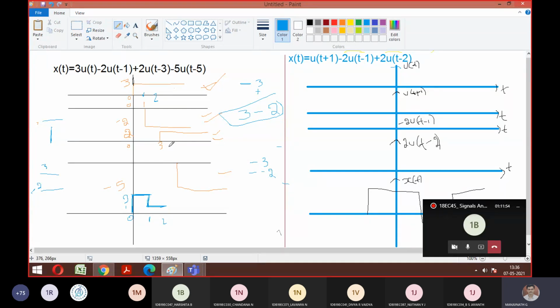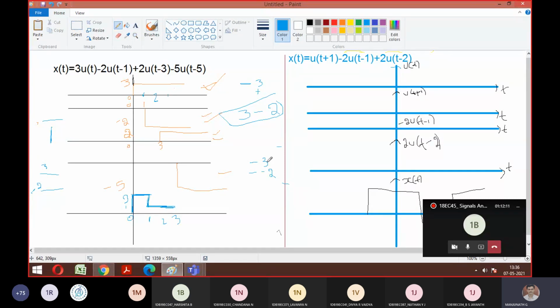I think this part will continue now. Correct? So again 3 minus 2, it's 1 only. So again from 2 to 3, I am going to retain it at the same level. Is it okay? Yes, sir. Fine. So next from 3 to 4.